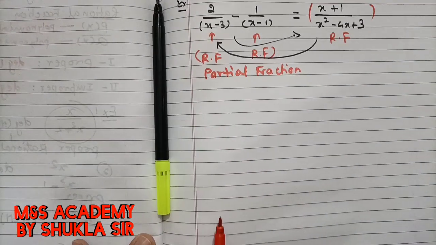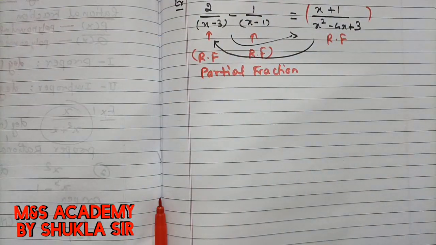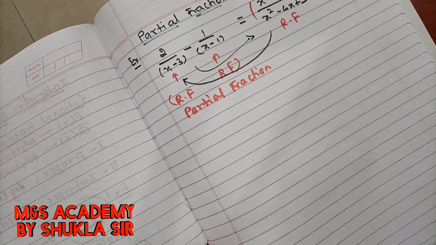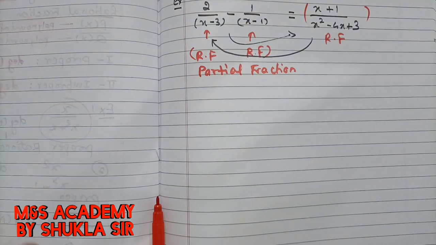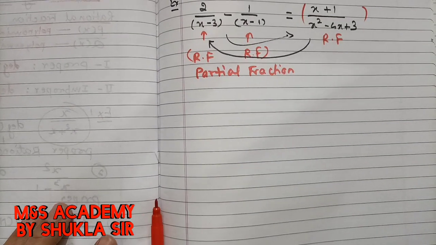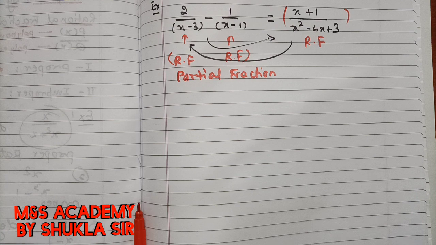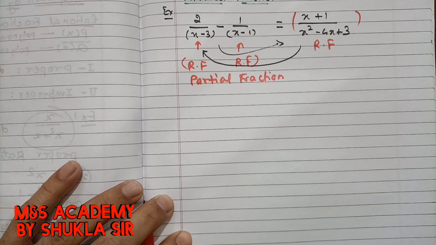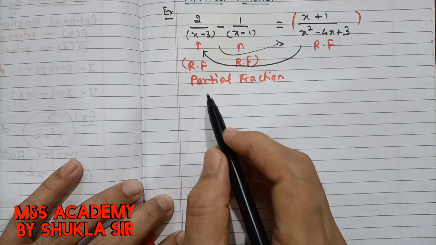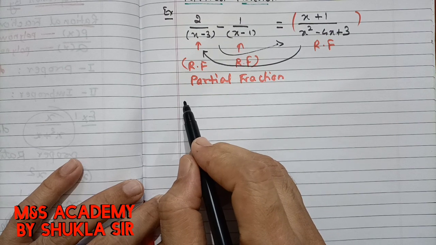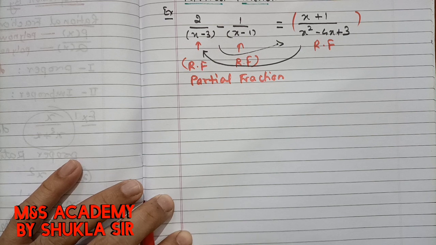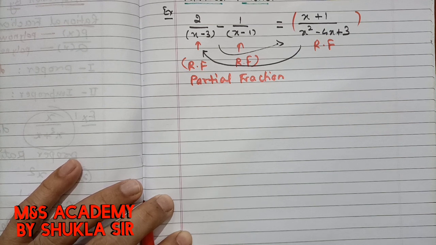So what is partial fraction? Partial fractions are the proper rational functions which cannot be further split into simplified form. Depending upon the factors, there are different ways to solve the problems or to find the partial fraction for the given problem.